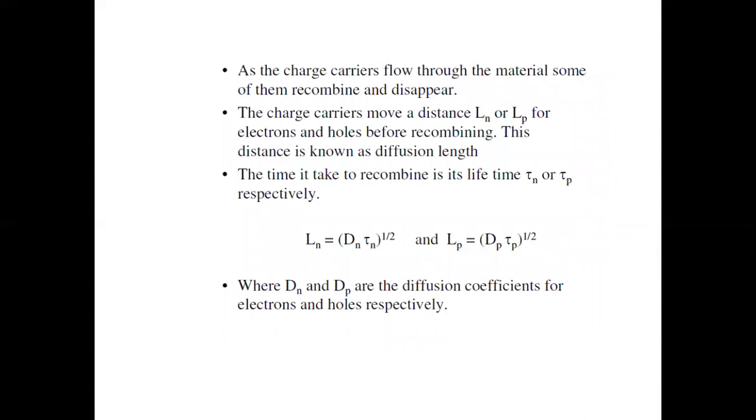As the charge carriers flow through the material, some of them recombine and disappear. The charge carriers move a distance Ln or Lp for the electron and hole before recombining. This distance is known as the diffusion length. Now, the time taken to recombine is the lifetime, which is tau n or tau p respectively. We have discussed this before also. So that is the relationship of the diffusion length and the recombination time. And we have another parameter here, the diffusion coefficient.